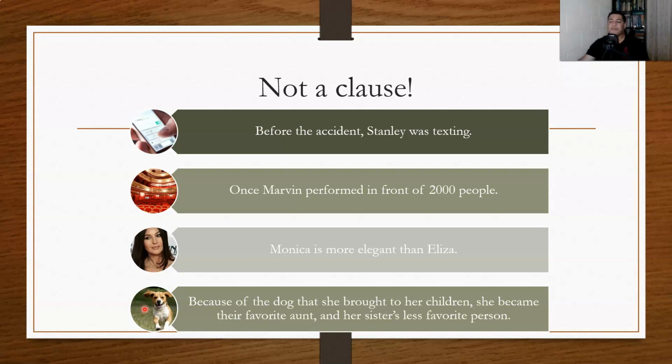Check this out. Because of the dog that she brought to her children, she became their favorite aunt and her sister's least favorite person. I think I should say least favorite person, not less favorite person. Shame on me. I think I made a mistake over there.